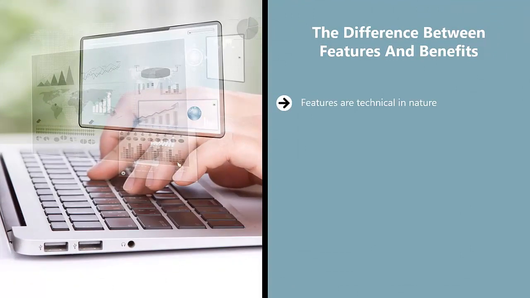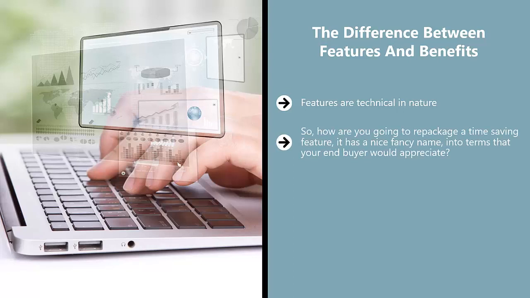Features are technical in nature. They're about screen size, screen brightness, certain new technology. Benefits, on the other hand, are psychological in nature. If somebody's buying a washing machine, they're looking to save time. They're looking for more control over their life. They're looking for more time with their loved ones. So, how are you going to repackage a time-saving feature, which has a nice fancy name, into terms that your end buyer would appreciate? So, you talk about spending more time with their children. You talk about being able to do more with less money and living life to the fullest.